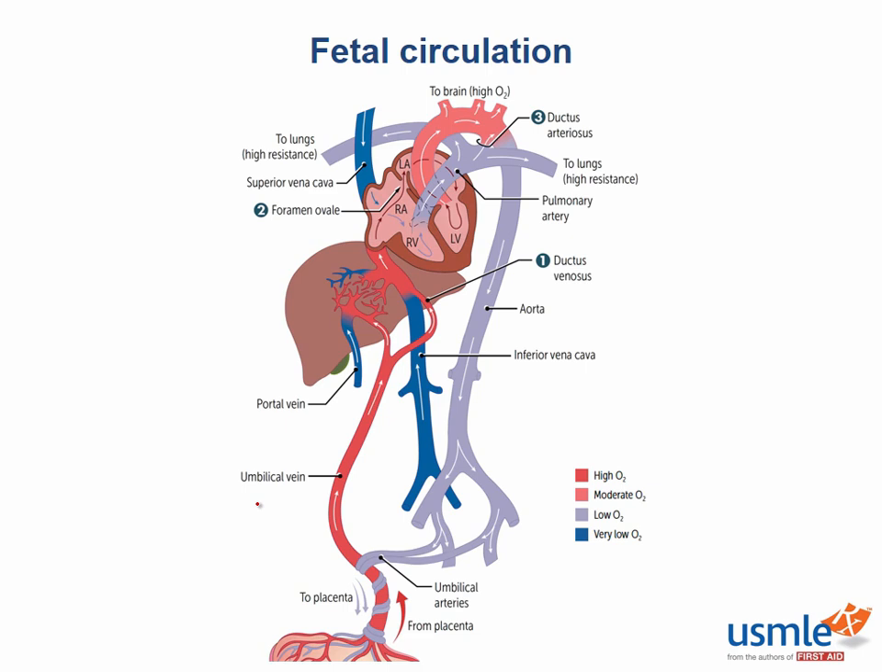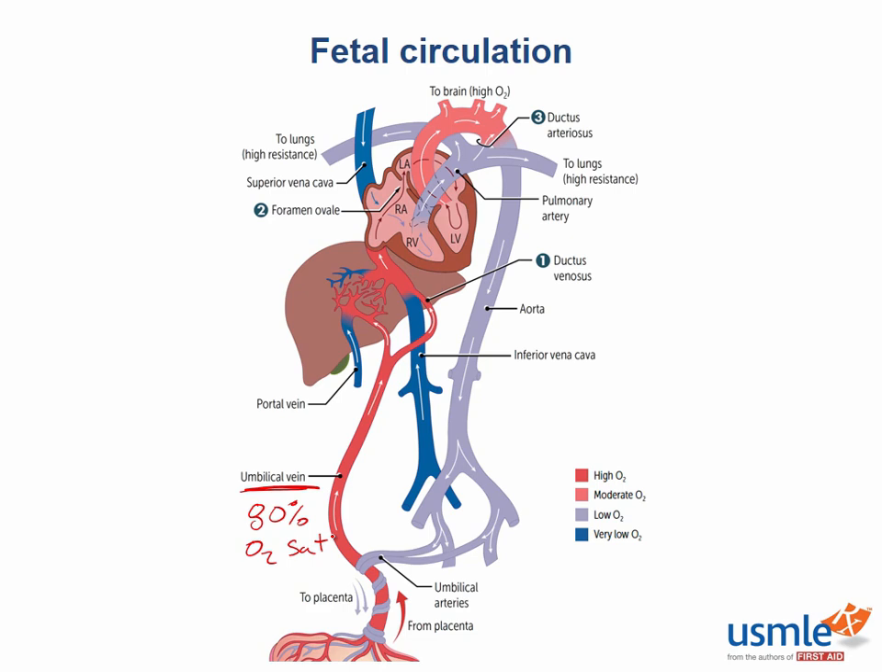So first off, oxygenated blood comes from the placenta and enters the umbilical vein. This is the location of the highest oxygen saturation within fetal circulation, and it's at approximately 80%. The blood in the umbilical vein has two options on its way to the heart. It can either supply or bypass the liver.